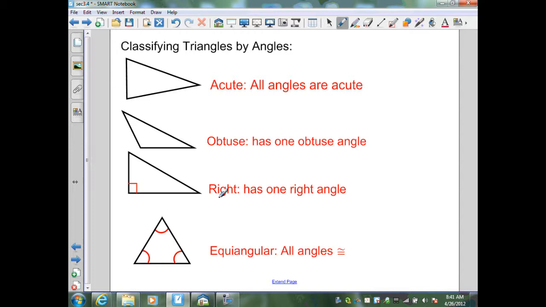Our third one, a right triangle, has one right angle. Here we have one right angle. Our other two angles must be acute. And finally, an equiangular triangle. All angles of the triangle are congruent.